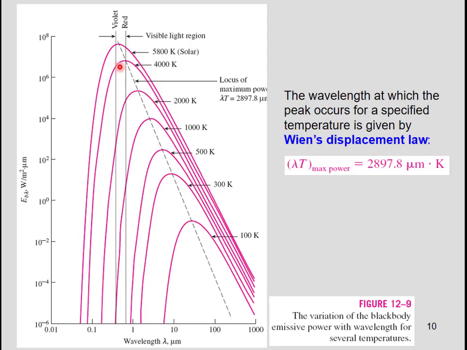falls in the visible light region, as you can see here. So because of that, we can see the sunlight. If it fell in another region of these wavelengths, with this temperature we could not see the sun actually. It's interesting.